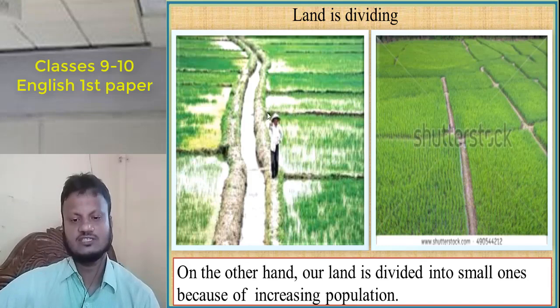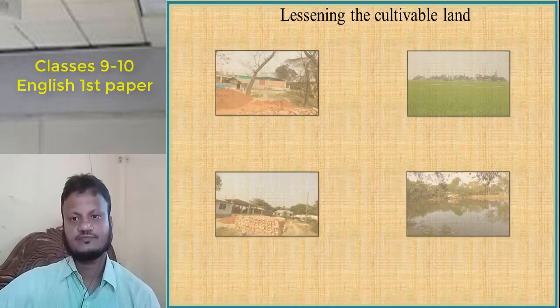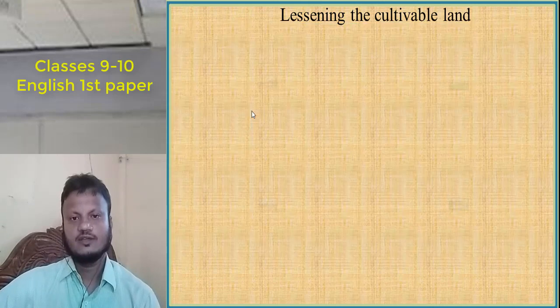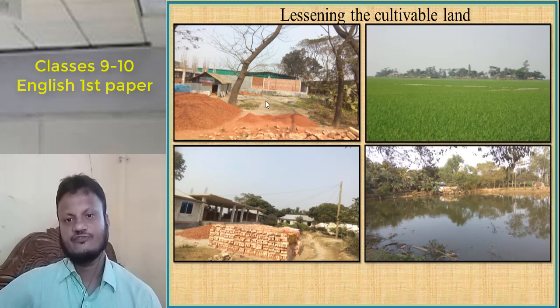Okay, dear learners, another reason is our lands are being occupied because of making more and more houses. Suppose you have five brothers and your father has one house, but you need five houses. For this reason, you have to make the houses on your cultivable land. Okay, for this reason, our land is becoming less.